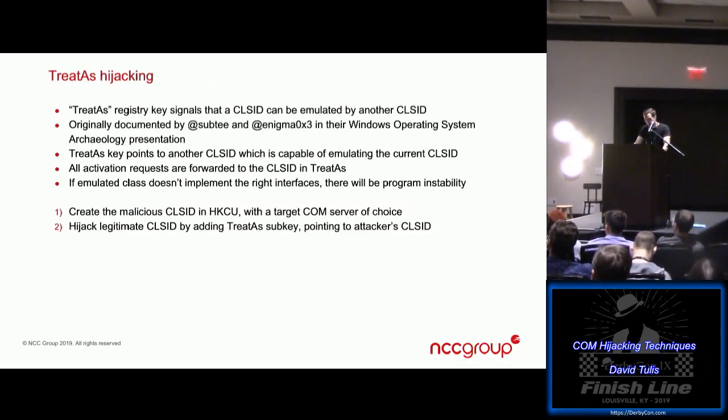Another alternative is the abuse of COM's TreatAs emulation feature. So a TreatAs key means that a class can be emulated by another class. So all activation requests sent to the original class get forwarded to the class ID specified in the TreatAs registry key. This just means that if we want to do a hijack, we need to create a new class ID with a GUID pointing to whatever COM server that we want. And then we add a TreatAs key to the class ID that we want to hijack. You point that to the class ID you created, and then whenever that object is activated, you hijack the object.